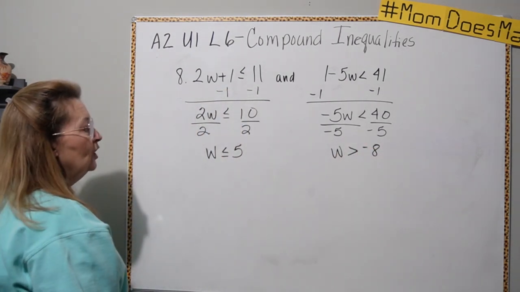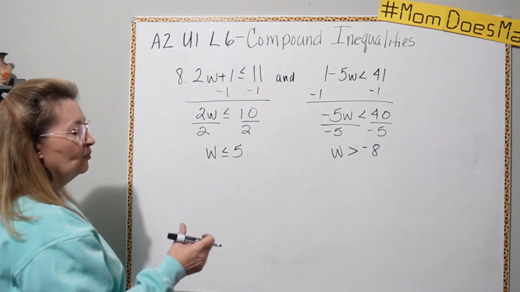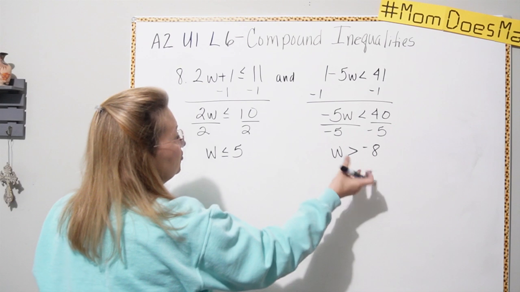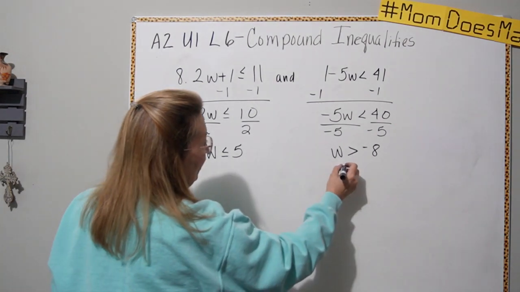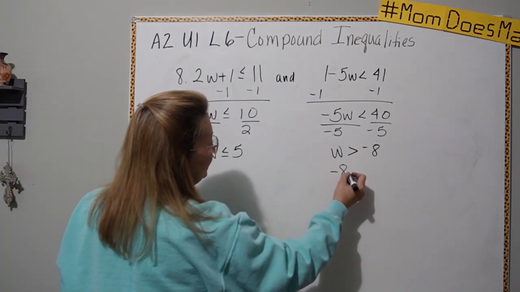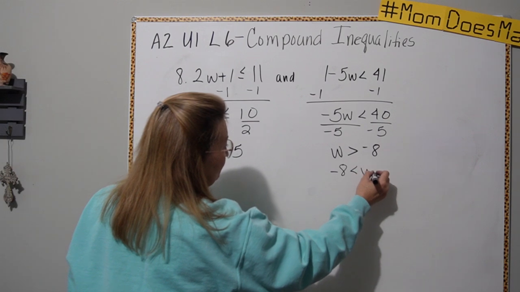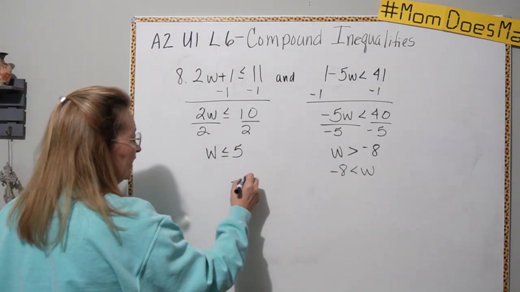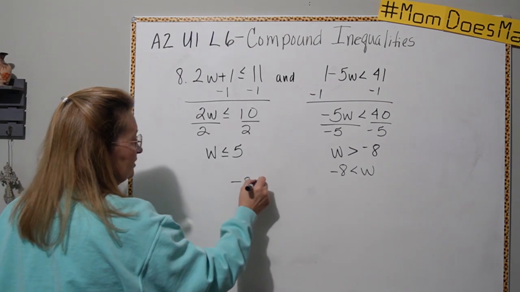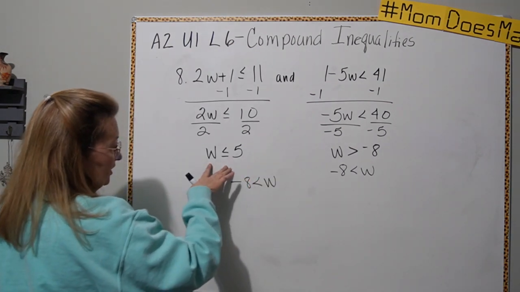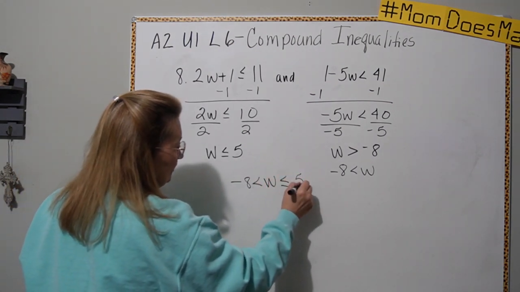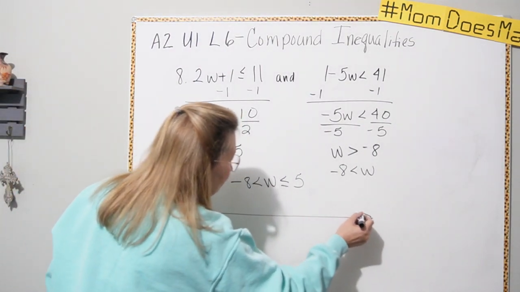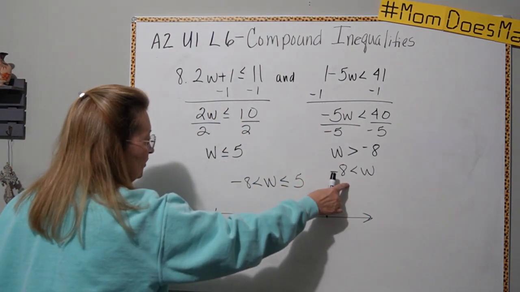Okay, so to write this in condensed form, which number is smallest? This one is. So this is the one I'm going to need to invert. I would want to rewrite this as negative 8 is less than w. Flip the whole thing. Now this is going to be on the left-hand end because it's the smallest, then I would get this one just like it is. So that's condensed form. Now let's graph each of the separate ones.